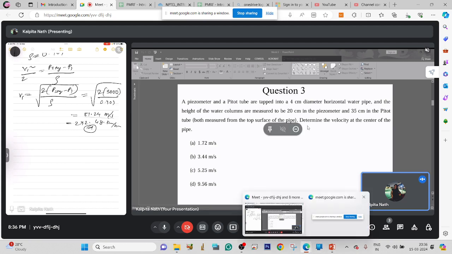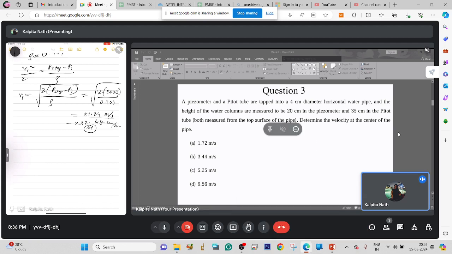Okay. So let's proceed with the solution for this. If this is the pipe and this is the piezometer and this is the pitot tube. Mind my drawing, please.